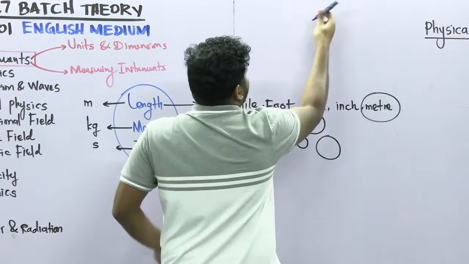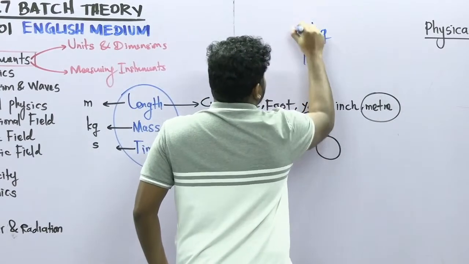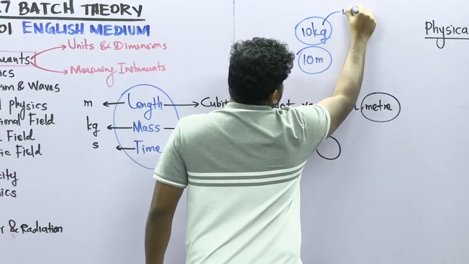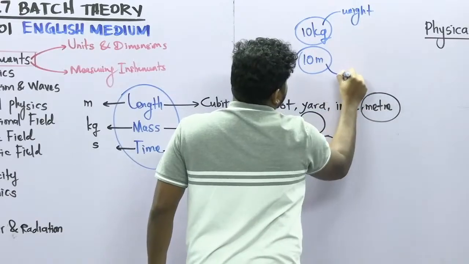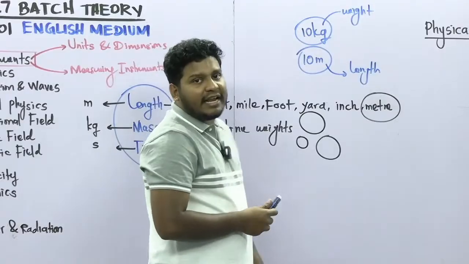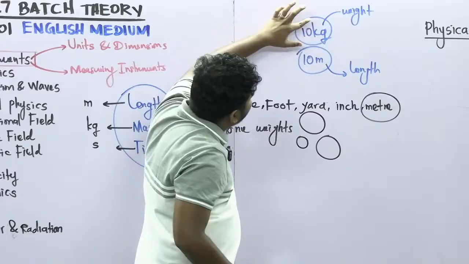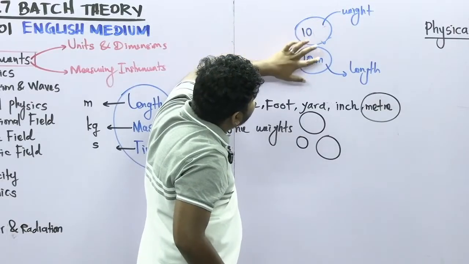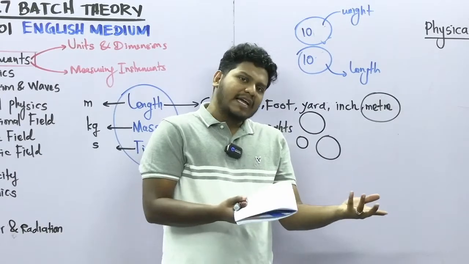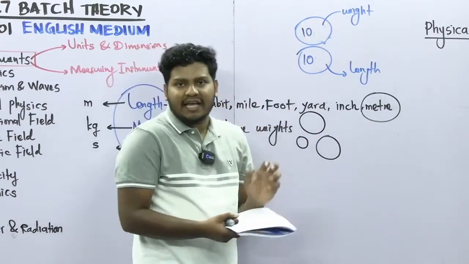10 kilogram, 10 meters. Both are different. I know that this is weight and this is length. How do I know that? Using the units. Without units, we can't say anything. Without units, 10, 10, I can't say which is what. So these are the problems here, guys.